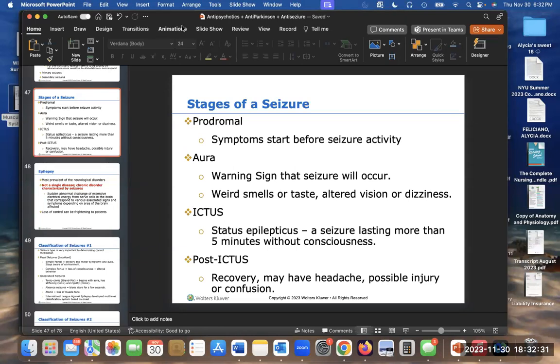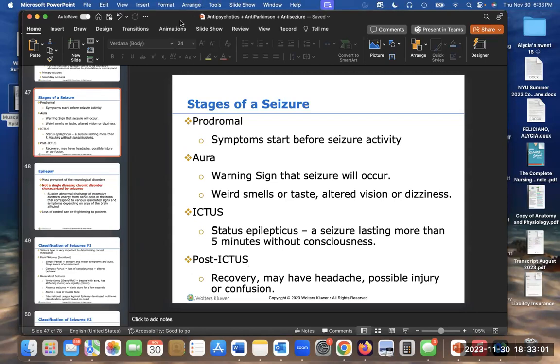Do you taste that weird funky taste? If they're having some weird sensory altercation, that's a sign that they're going to have a seizure. If they have problems with vision and they're becoming dizzy, those are all indications that they're going to have a seizure. Now, status epilepticus is when the seizure lasts more than 5 minutes and this person goes unconscious during that seizure.